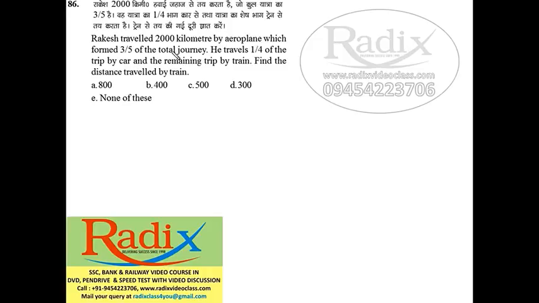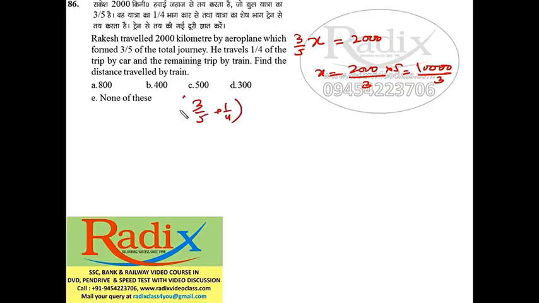Rakesh traveled 2000 km by aeroplane, which formed 3/5 of the total journey. He travels 1/4 of the trip by car and the remaining trip by train. Find the distance traveled by train. So let's assume that total distance is x, 3/5 traveled by aeroplane, which is equal to 2000. So total distance is 2000 by 3 into 5 or 10,000 by 3. Now 3/5 part plus 1/4 part. If we subtract from 1, this will be the distance covered by train.